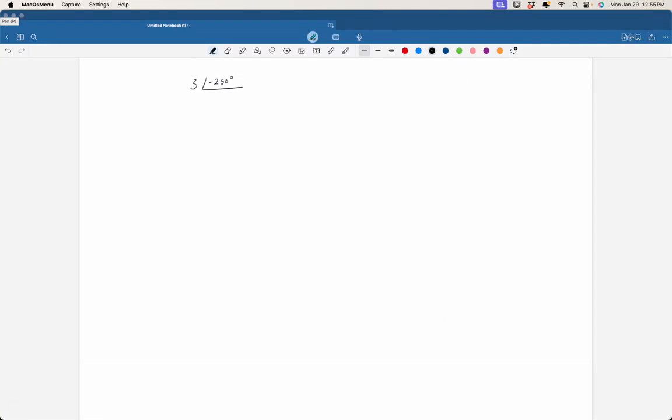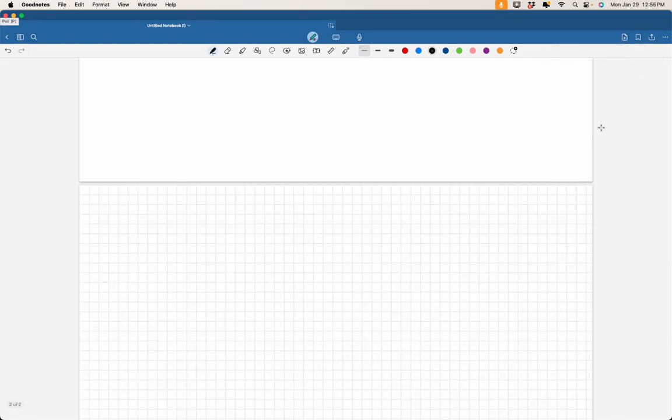So let me get some graph paper right quick, and then we'll look at this problem. I probably should have done that first.